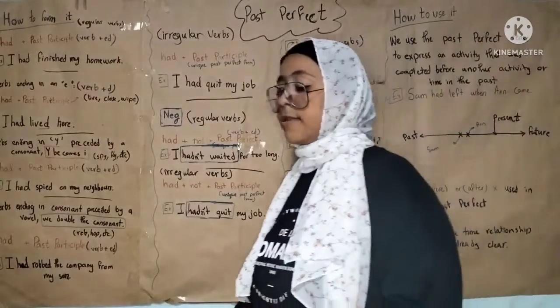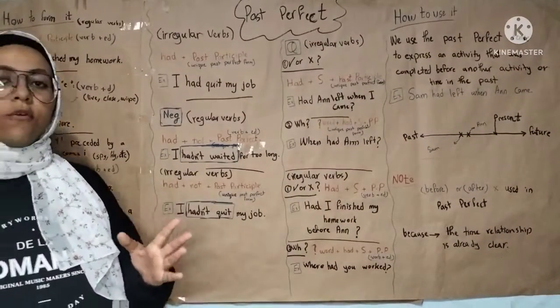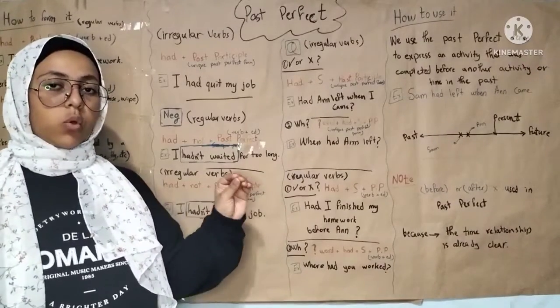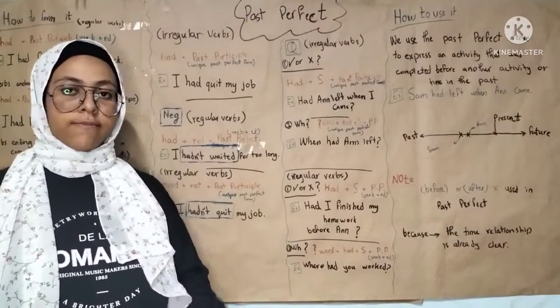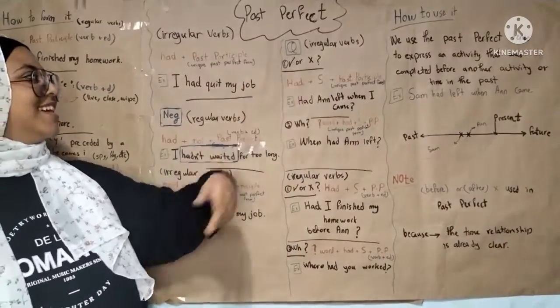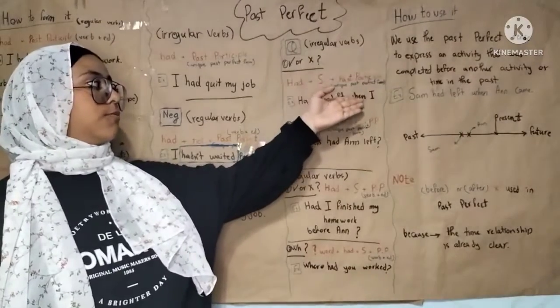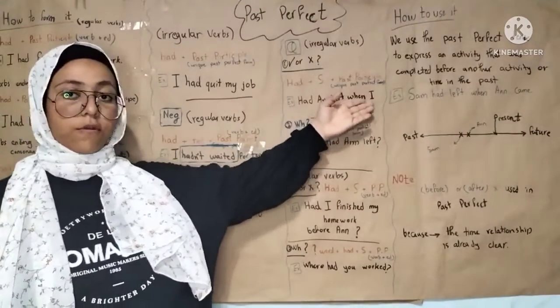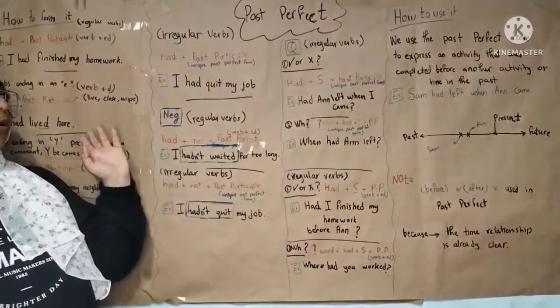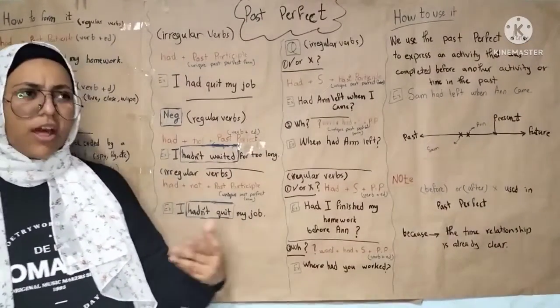Okay, so let's move on to the question. We have two types of question, yes or no question and WH question. So with irregular verbs, had plus subject plus past participle, which have a unique past perfect form. For example, had Sam left when Anne came?